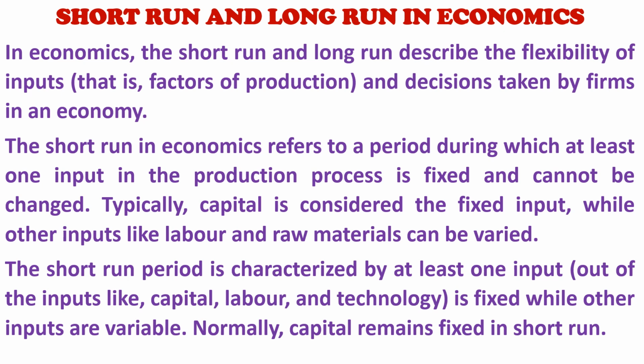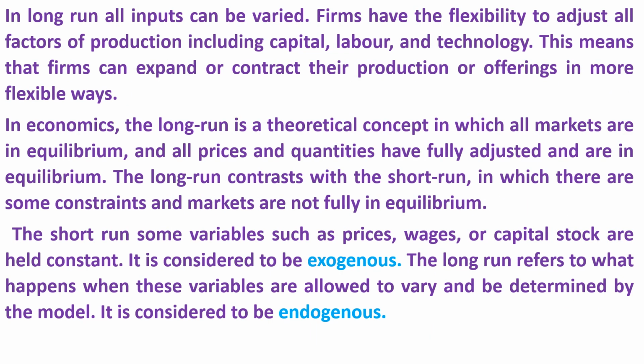The short run period is characterized by at least one input out of the inputs like capital, labor, and technology being fixed while other inputs are variable. Normally, capital remains fixed in the short run. In the long run, all inputs can be varied. Firms have the flexibility to adjust all factors of production including capital, labor, and technology. This means that firms can expand or contract their production or offerings in more flexible ways.